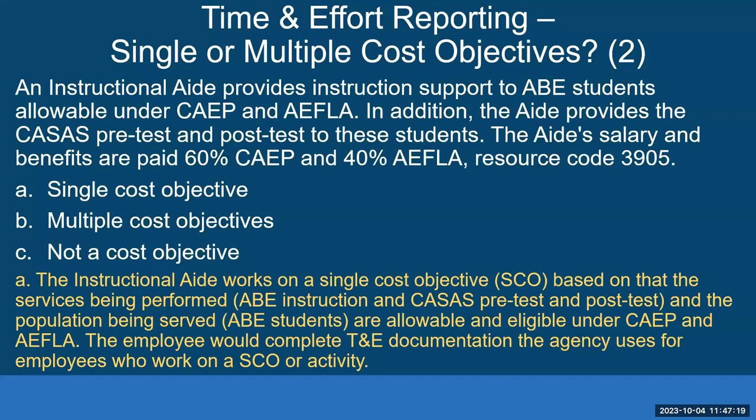Single or multiple cost objective. Here we have an instructional aide who provides instruction support for AVE students allowable under CAPE and AEFLA. In addition, the aide provides CASAS pretest and post-test to these students. The aide salary and benefits are paid 60% with CAPE and 40% with AEFLA, resource code 3905. So in this case, the answer is A, this is a single cost objective.